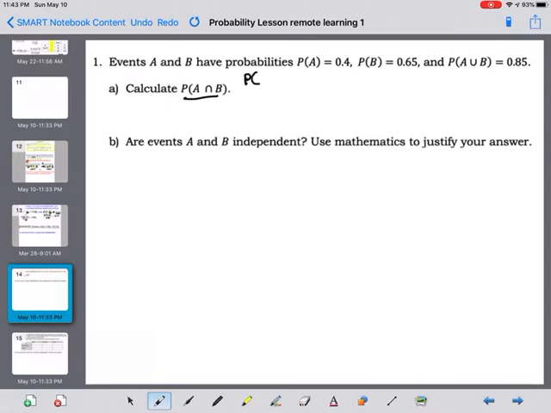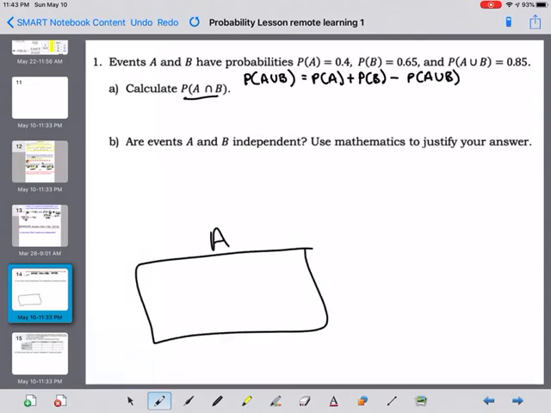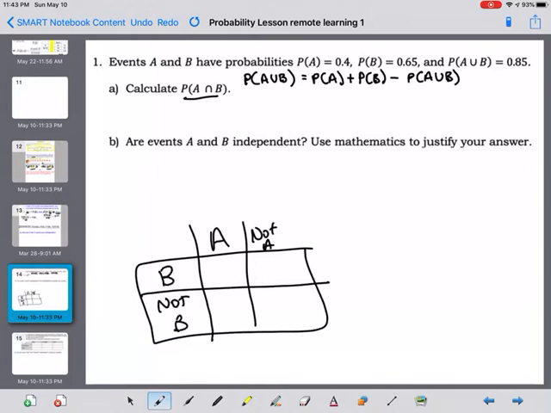To find that, I'm going to use the formula that we just talked about, which is the probability of A or B is equal to the probability of A plus the probability of B minus the probability of A and B. And just as a little reminder where this is all coming from, if this is A and not A, and this is B and not B, you're finding the probability of A or B.